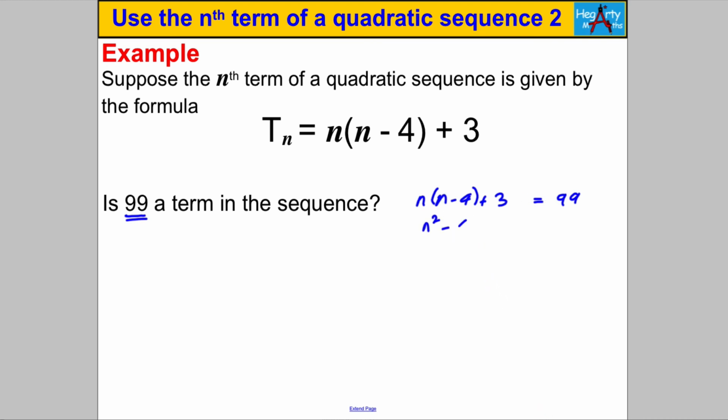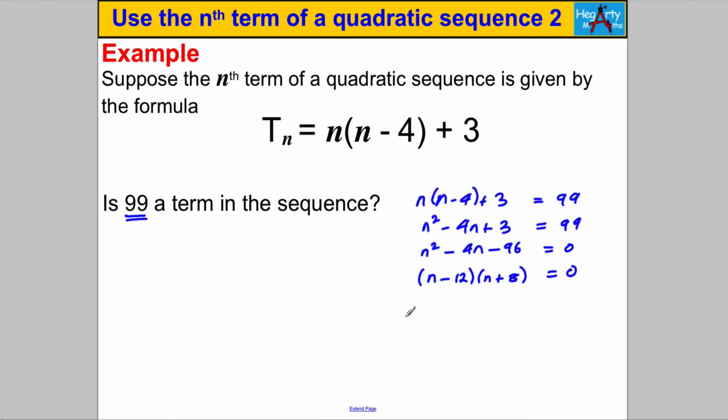This would be n squared subtract 4n, add 3 is equal to 99. Let's subtract 99 off both sides. That would be n squared subtract 4n. 3 subtract 99 is negative 96 equals 0. Can we factorize this? Well, we can. That factorizes as n subtract 12, n add 8, because negative 12 multiplied by 8 is equal to negative 96, and negative 12 add 8 is equal to negative 4.